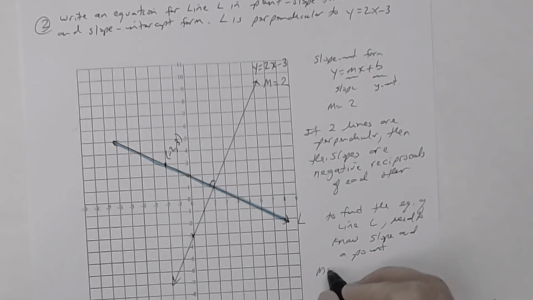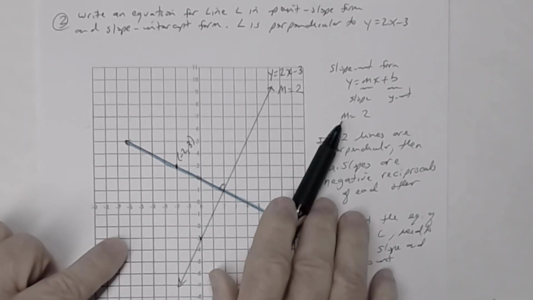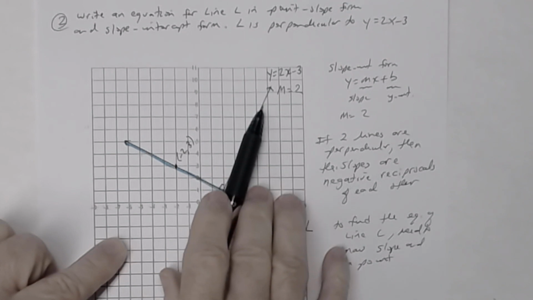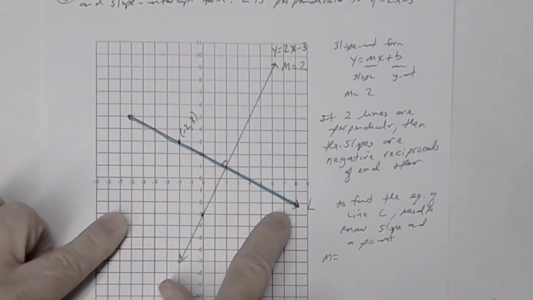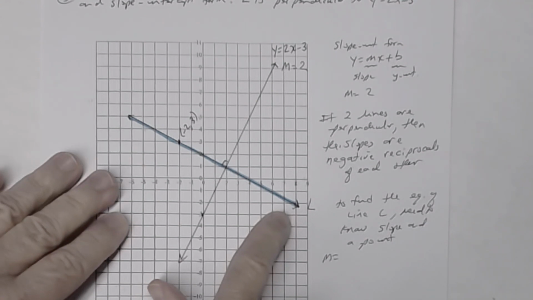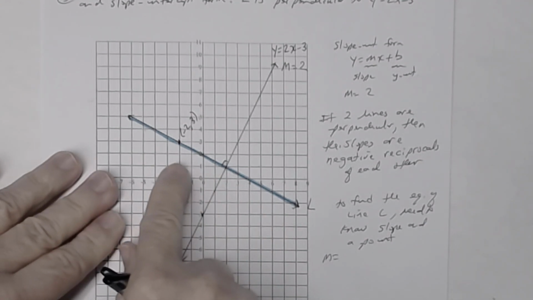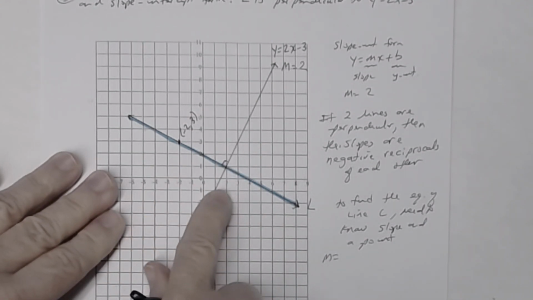Okay, so I have to find the slope. Now be careful. The slope of this line here is 2. Don't say that the slope of this line is 2. For one thing, they're not parallel. Parallel lines have the same slope. These two lines right here are perpendicular.